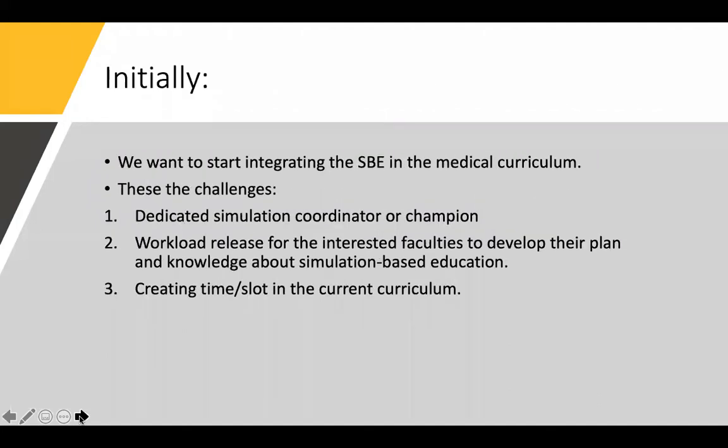So initially, based on this information and knowledge, we wanted to start integrating simulation-based education directly into the medical curriculum, but we came up with certain challenges. One of the challenges is that we need dedicated simulation coordinators or a champion in internal medicine. Also, we need some workload release for the interested faculty to have the time to develop their plan and knowledge about simulation-based education. Also, most importantly, we need to create a time slot in the current curriculum so we can integrate simulation in the preclinical and the clinical years.